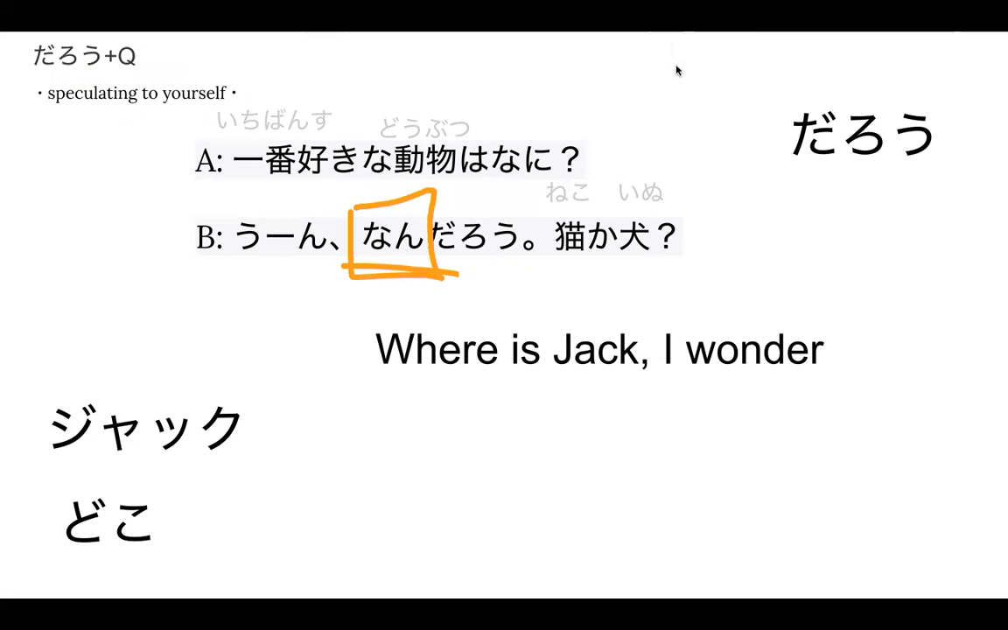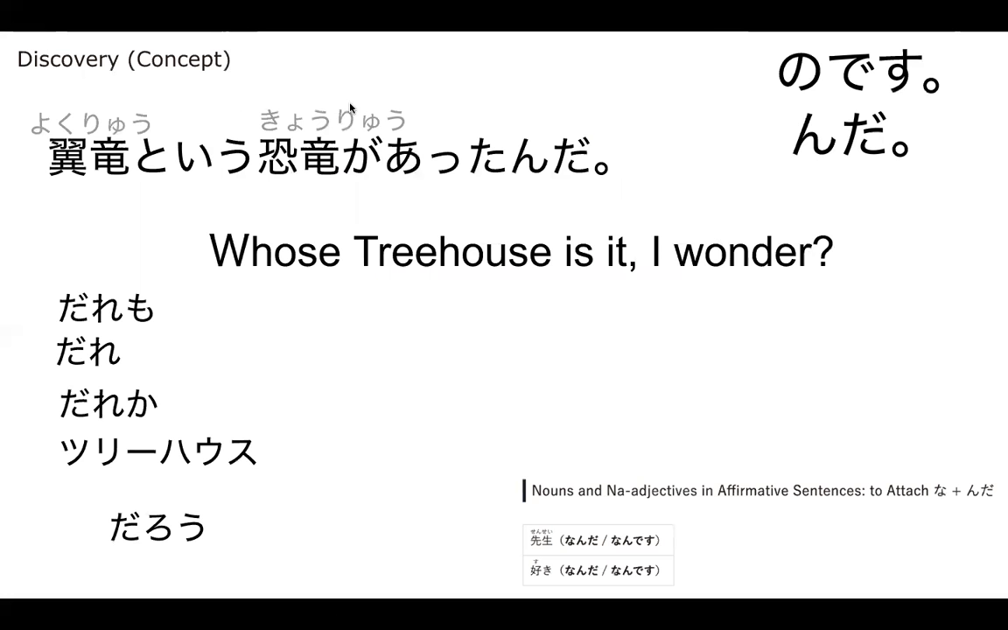So using this, how would you think, where is Jack, I wonder? How would you say that in Japanese? Jack wa doko nan daro. Exactly. Doko nan daro. Ah, can't type that fast. Perfect. Now going off of this, we have learned that no da in the past can be used for a discovery of a new concept of something.